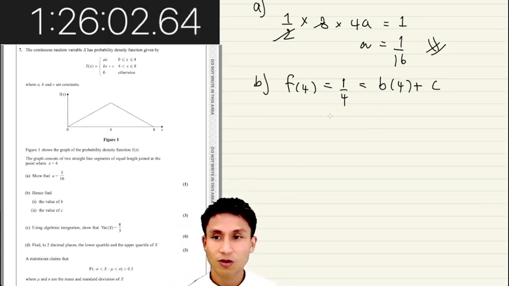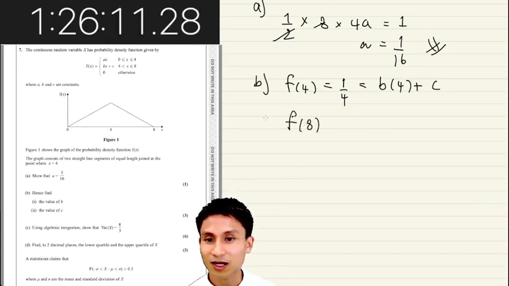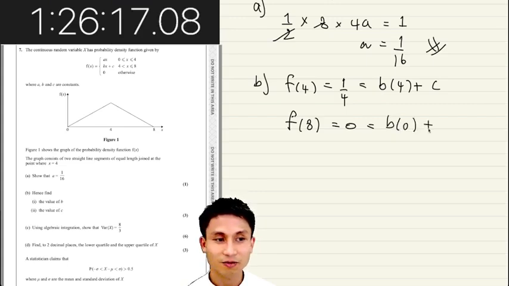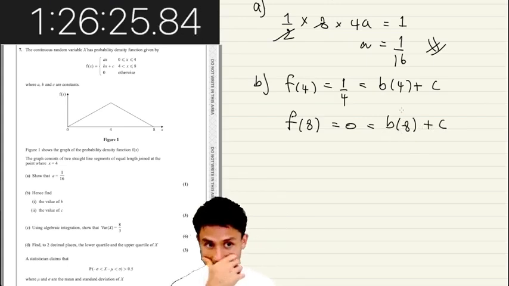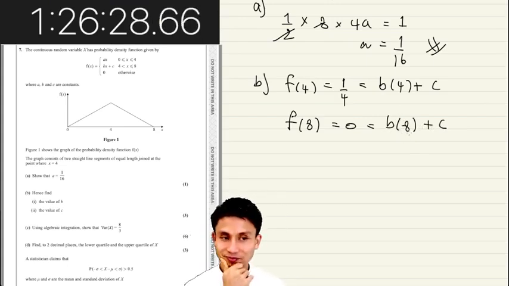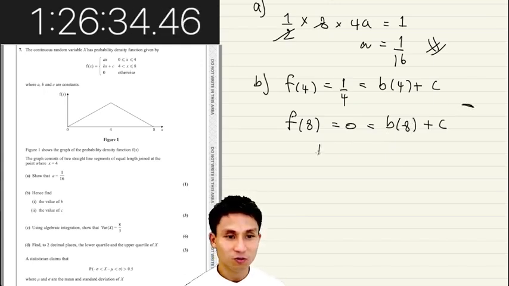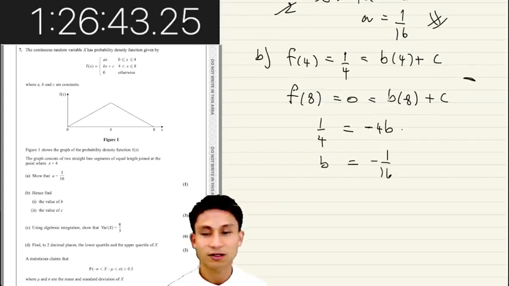So we have an equation, and we want to find the value of b. For the other part, substituting x as 8, we need to get 0, so that's b times 8 plus c. So this is a pair of simultaneous equations. Subtracting both equations, we get 1 over 4 equals minus 4b, c goes away. So b is equal to minus 1 over 16.